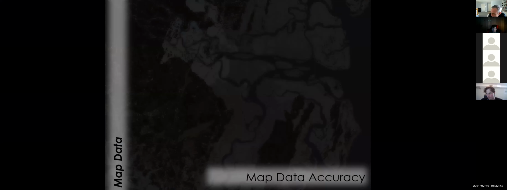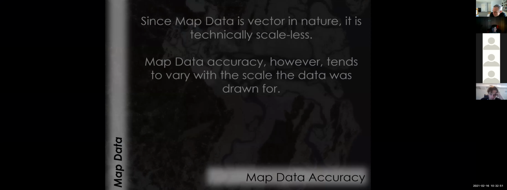Now, since map data is vector in nature, technically it is scaleless. However, the accuracy of map data tends to vary with the scale that the data was drawn for. So even though with vector data you can zoom in on it infinitely, essentially, and it always looks like it's very accurate, it isn't necessarily accurate to every scale. It's accurate to the scale that it was drawn for.